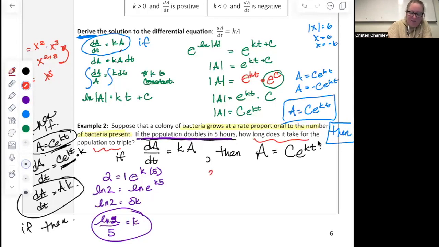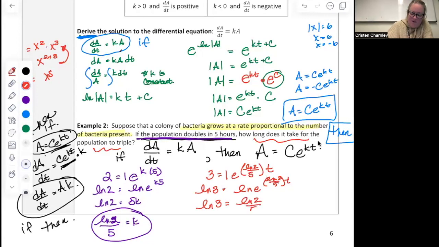So if I have 3 times as much as I started with, e, this time we know what k is. It's the natural log of 2 over 5. And t is what we're looking to solve for. So just like the first time through, we'll use natural log of e, ln of 2 over 5 times t. I know that's clumsy to write, but that's okay. Natural log of 3, natural log of e on the right, that becomes 1. ln of 2 over 5, this is times t. You would divide both sides by that quantity in parentheses.